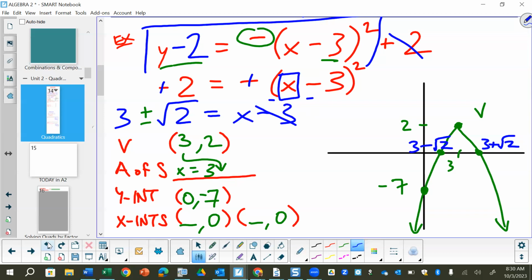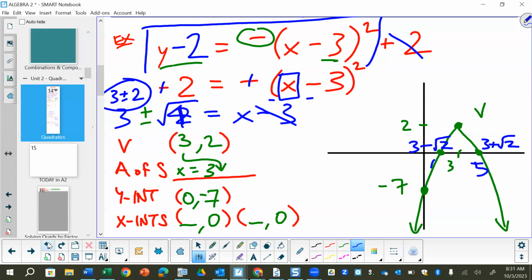Okay. Now, what if, let's see, instead of radical 2, it was radical 4. Let's pretend. If it was radical 4, what's the square root of 4? Plus or minus 2, right? So you would have to do 3 plus or minus 2. What's 3 plus 2? 5. So that would be a 5. And 3 minus 2 would be 1.